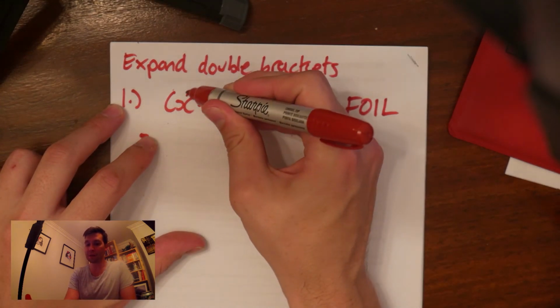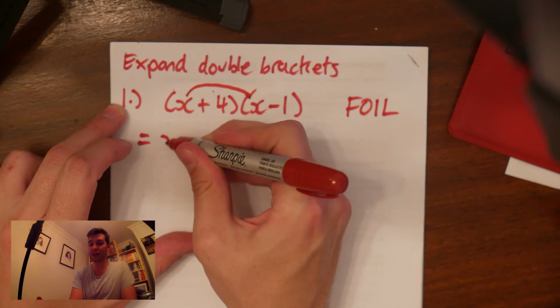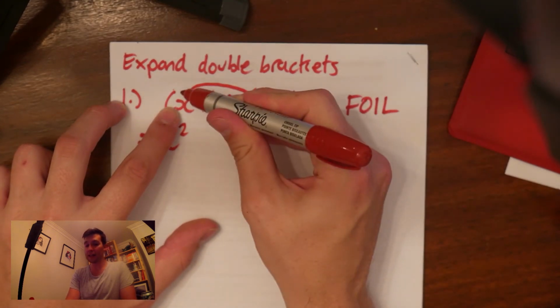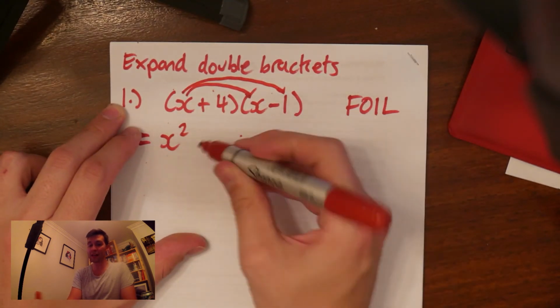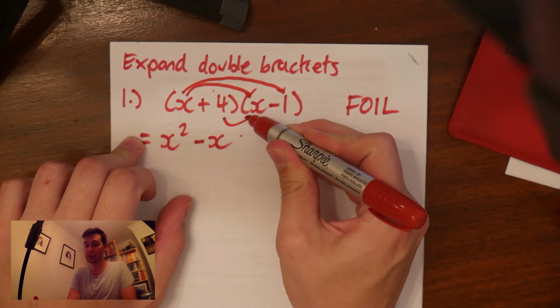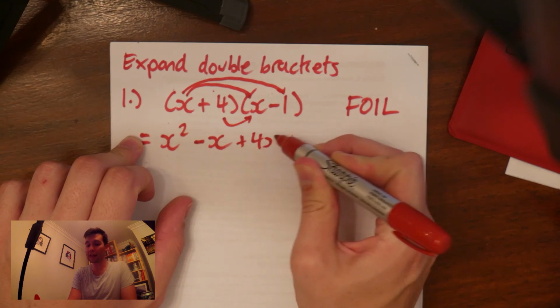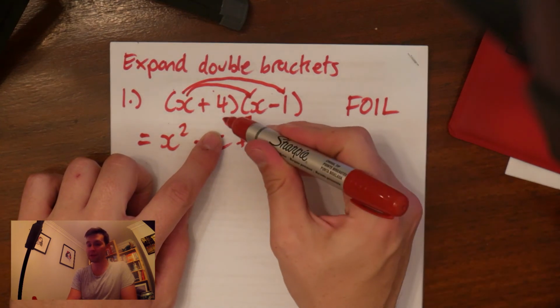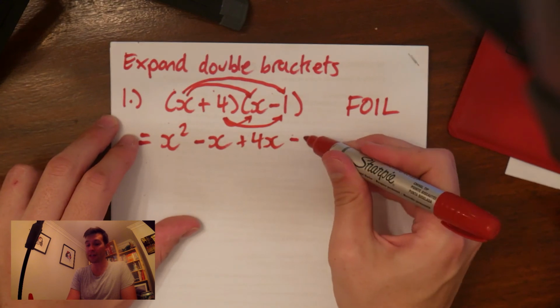So first we'll multiply the first terms together. X times x gives us x squared. Then the outside, x times negative 1 is negative x. Then the inside terms, 4 times x is 4x. And lastly, the last ones, 4 times negative 1 is negative 4.